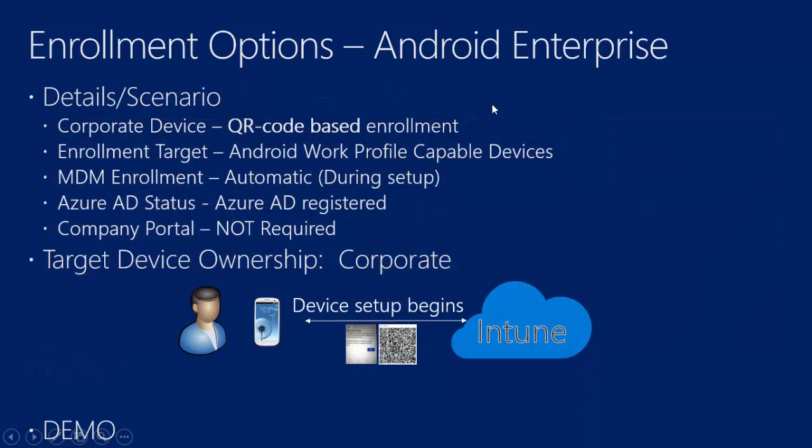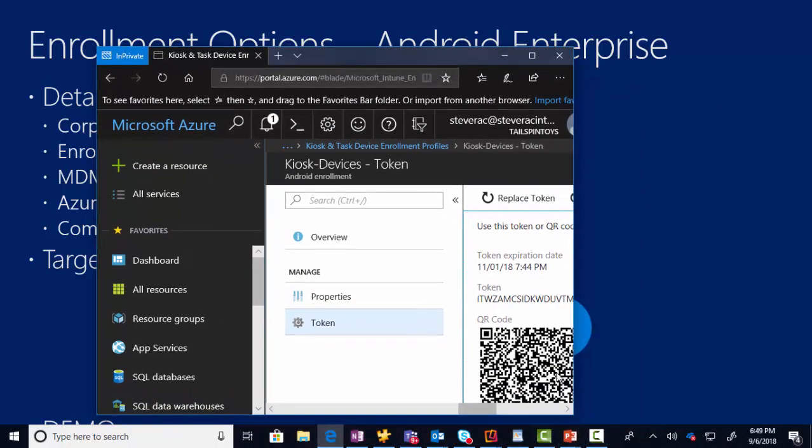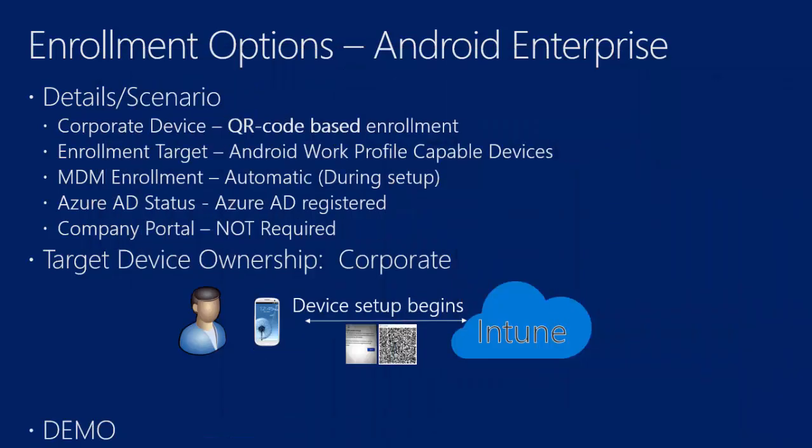Now, there's also enrollment known as QR code-based enrollment. Showed you that already. Here's the QR code right down here that we would use to do that enrollment. It does happen during setup again. And so it would be a device that is Android work profile capable, Android 7.0 or better. Does happen during the setup process. And again, the company portal, not required. Just two screens that I have captured for this.